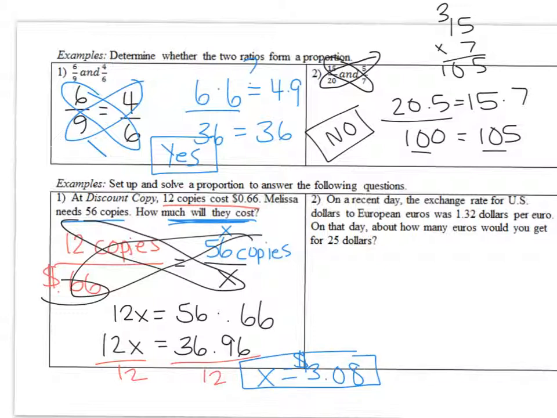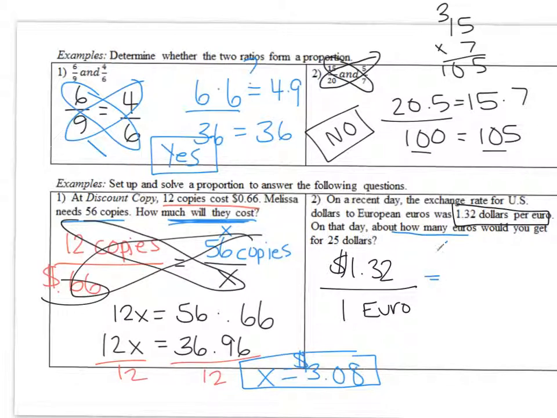So number 2, we're going to write a proportion. So on a recent day, the exchange rate for US dollars to European euros was $1.32 per euro. So this is going to be my ratio. $1.32 per 1 euro. A euro is a money currency that they use in Europe. Just like we use dollars, they call them euros. On that day, how many euros, so that's going to be our X, would you get for $25?